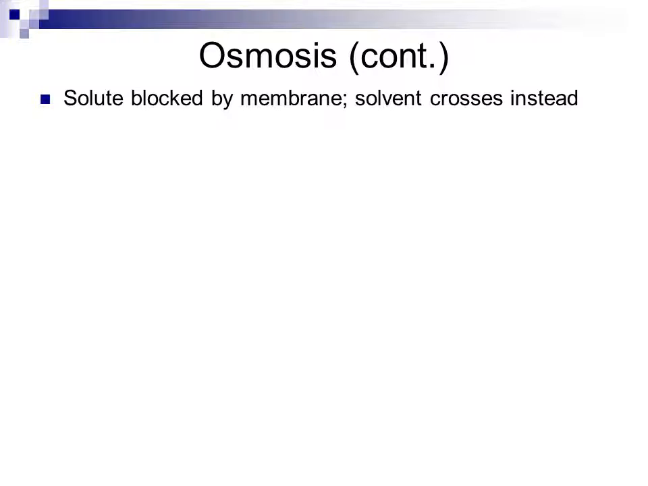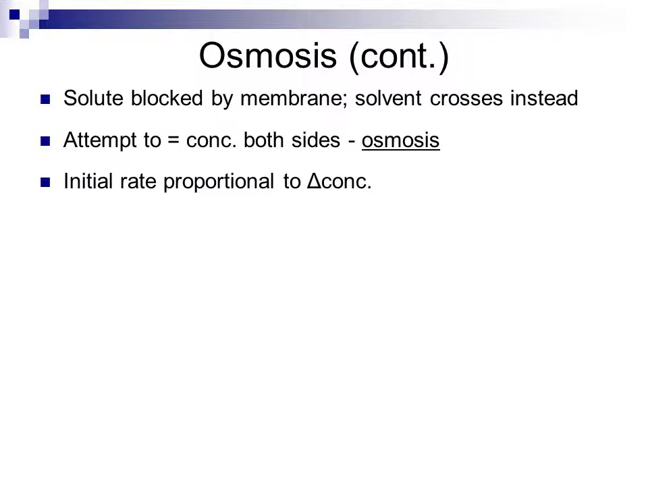In a selectively permeable membrane, oftentimes it is the solute that is blocked by the membrane. In these cases, if solvent can cross, it will cross instead to try to equilibrate concentration. We want to equalize the concentration on both sides of the membrane because that's what diffusion does. And the process of diffusion occurring across a selectively permeable membrane is referred to as osmosis.